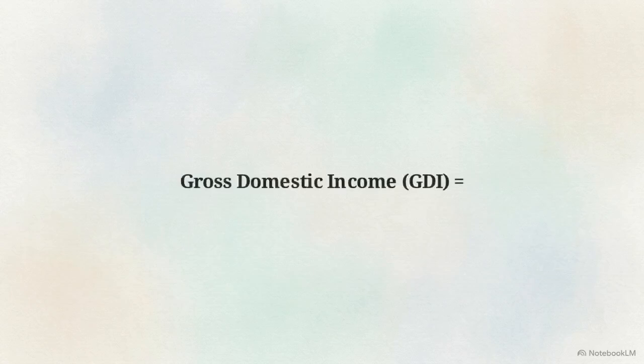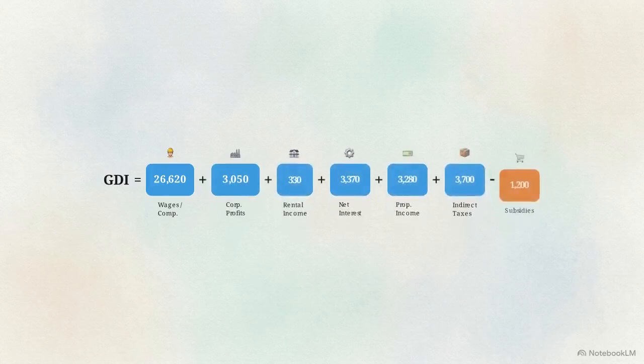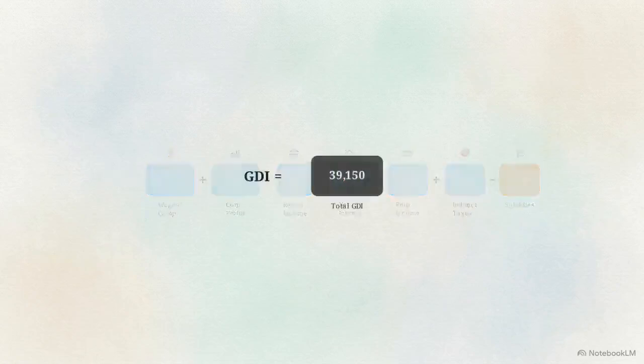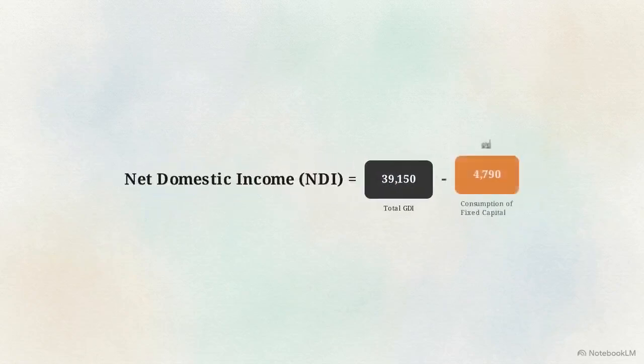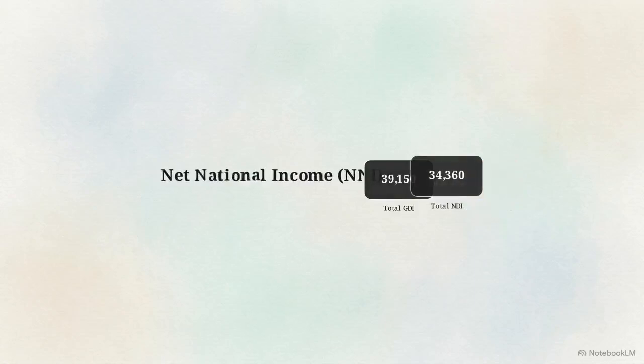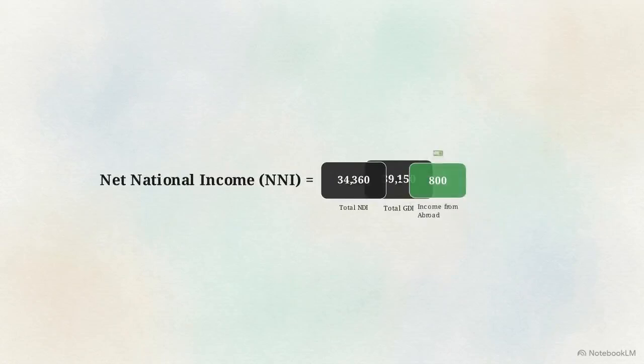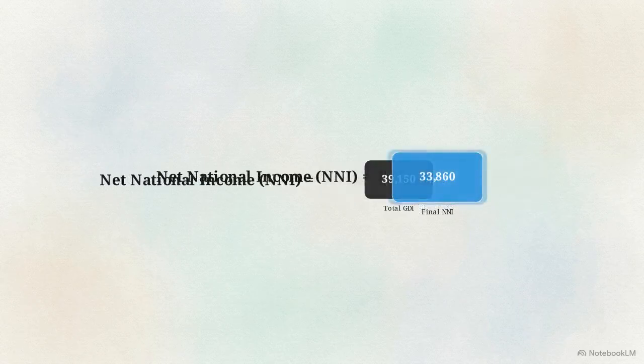We start calculating gross domestic income, or GDI, by extracting our factor incomes. We map our wages variable to compensation of employees, pulling 26,620 million cedis, and corporate profits to pull 3,050, adding those to rents, interest, and proprietor's income. Once we total GDI, we subtract 4,790 for consumption of fixed capital, yielding net domestic income. To reach our final target, net national income, we add 800 received from investments abroad and subtract 1,300 paid abroad, landing at a final NNI.